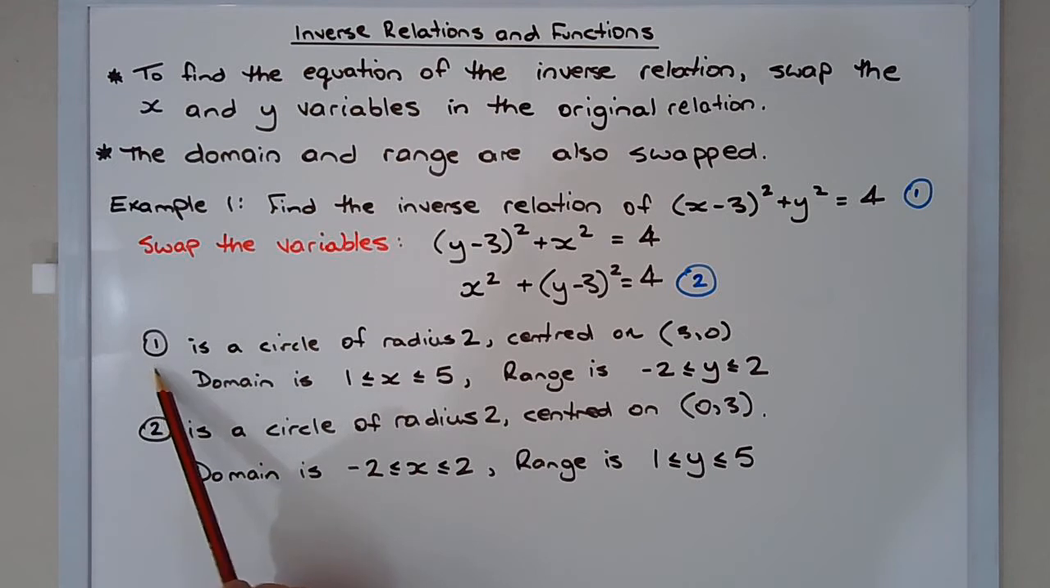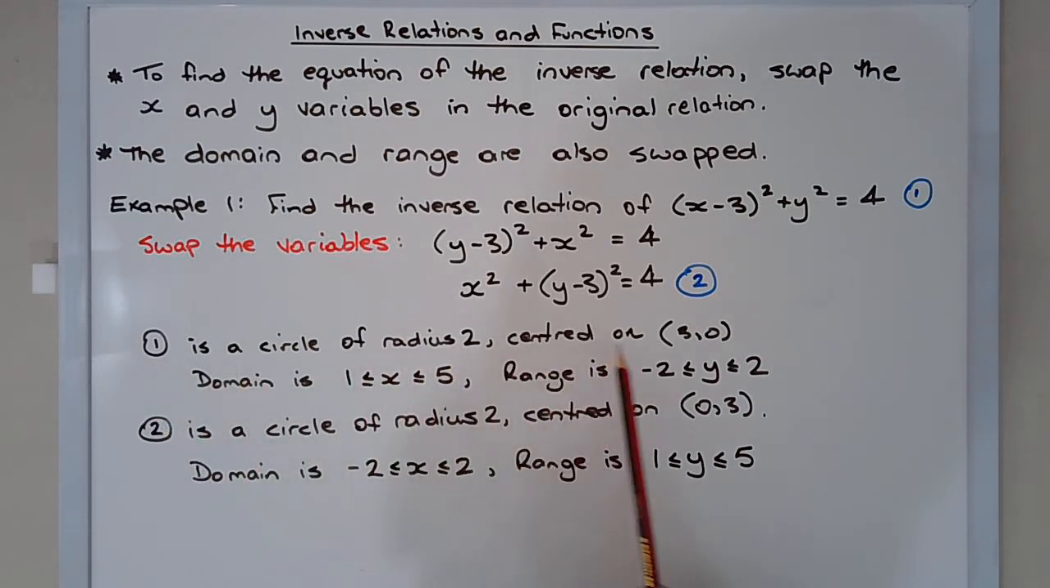Now relation number 1 is a circle of radius 2, centered on (3, 0). The domain is x greater than or equal to 1 and less than or equal to 5. The range is y greater than or equal to -2 and less than or equal to 2.